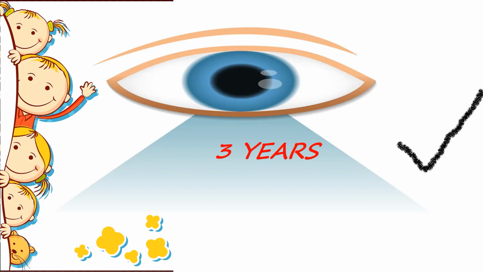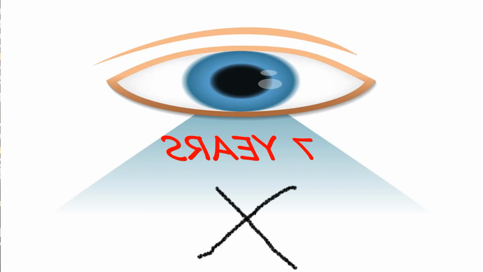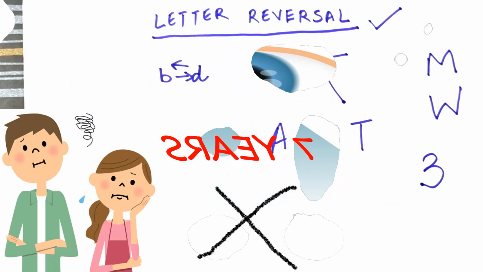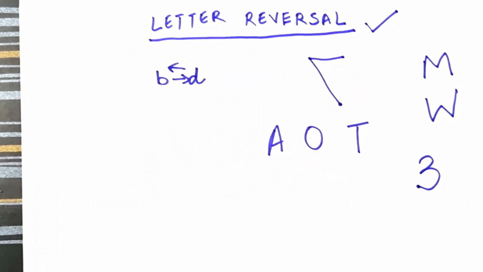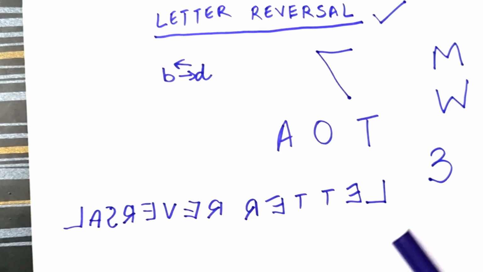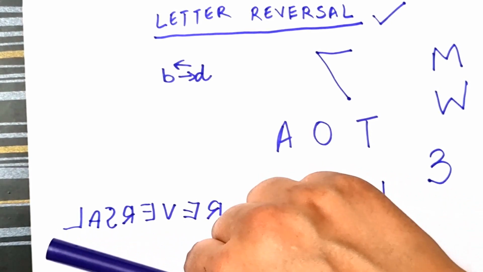But by the time your child is 7 years old, it is very important to correct the letter reversal, because that is the age by which all these skills are very nicely developed and there is a reason to worry. You'd be surprised. It may progress to words or even sentences. Imagine me writing letter reversal in reverse.